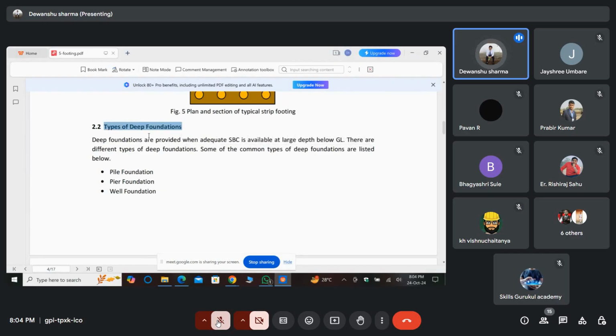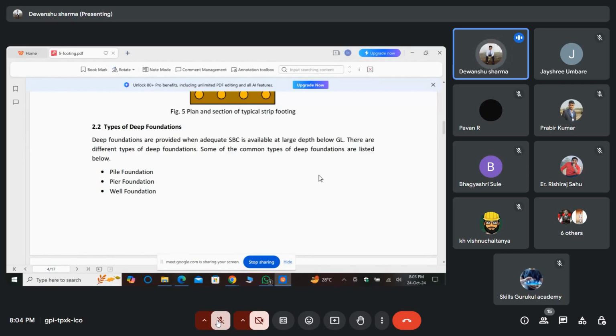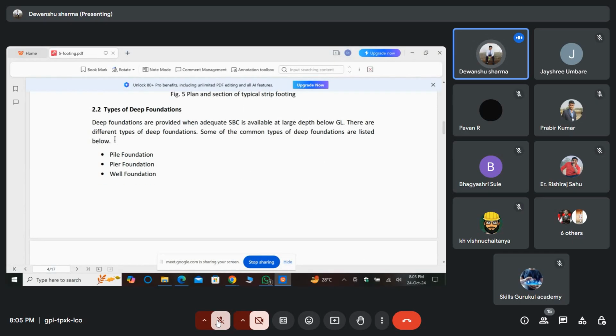Deep foundation is provided where the soil bearing capacity is low, and adequate soil bearing capacity is available only at a great depth below, especially in the southern region where black soil is there. So there we provide deep foundations. There are further different types of deep foundation, like pile foundation, which is mostly used. Others are pier foundation and well foundation.